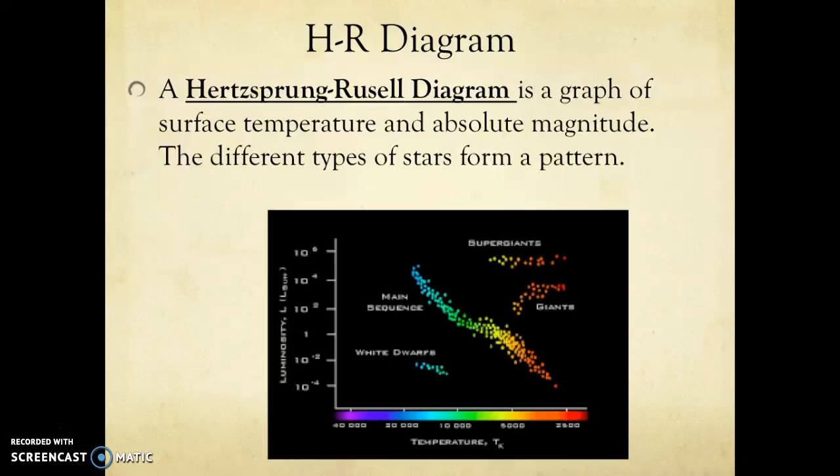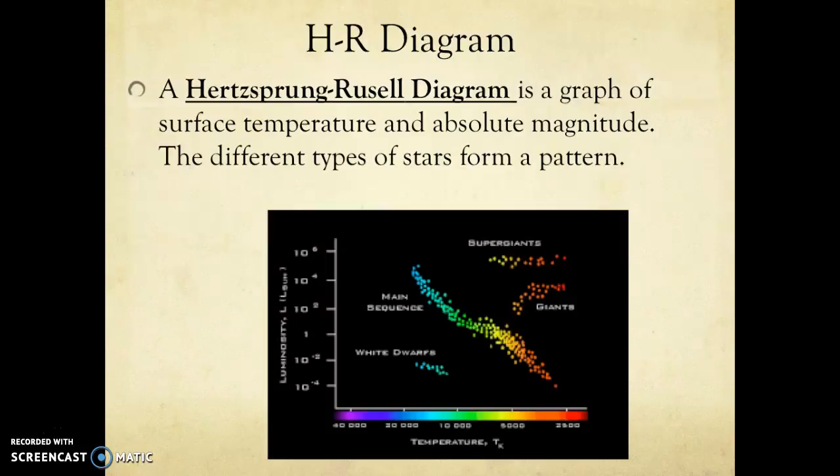Now, this is something we'll be working with a bit over the next few days. The HR diagram, or the Hertzsprung-Russell diagram. What this is basically just a fancy graph. And it's a graph that scientists use. And the way it works is it graphs the surface temperature of the stars along with their luminosity, so their absolute brightness. And what happens is you actually see a pattern occur. So the different types of stars fall into different spots on the graph, on the HR diagram.